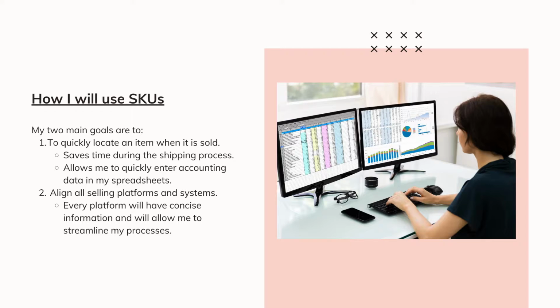The second goal that I have for myself is to align all of my systems. I need all of my systems that I'm using to be aligned. And if you watch my last video where I was cross-posting with List Perfectly, you saw that my titles are not always the same. They differ on every platform because of the character limits that exist in each platform. So I can't really use my title. I mean, I could try, but I might not get the results or find the item that I'm looking for because of that variation in the title.